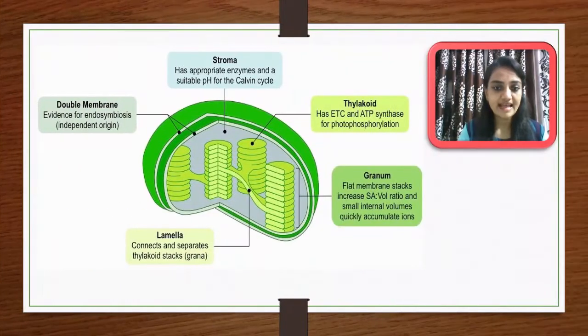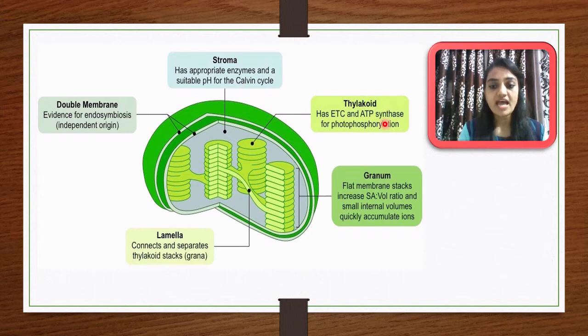In this slide you can see that different parts of a chloroplast have different functions. What is the function of the stroma? It has the appropriate enzymes and a suitable pH for the Calvin cycle. The Calvin cycle is a part of photosynthesis, the dark reaction, which occurs inside the stroma. The enzymes needed and the suitable pH environment for the Calvin cycle are inside the stroma.